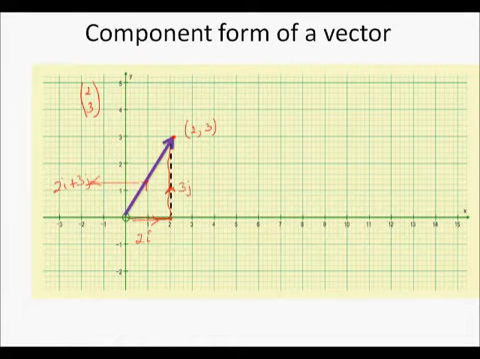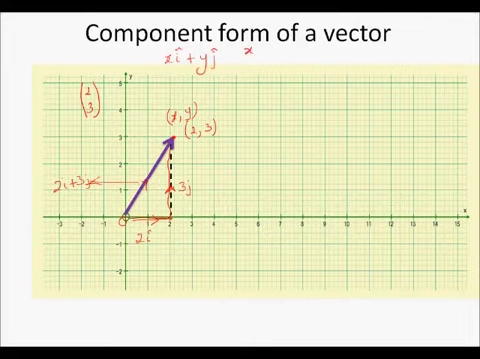Okay, so in general, if a vector starting from the origin reaches the point x comma y, then the vector can be written as xi plus yj, with a cap over them representing unit vectors, or you can also write it in column matrix form x, y. Okay, so these are different ways of writing a vector in component form.